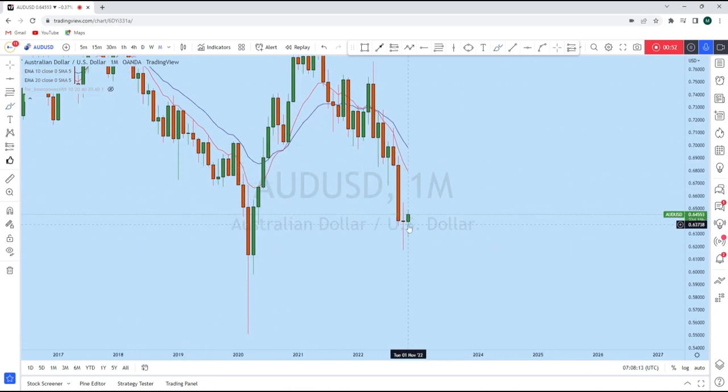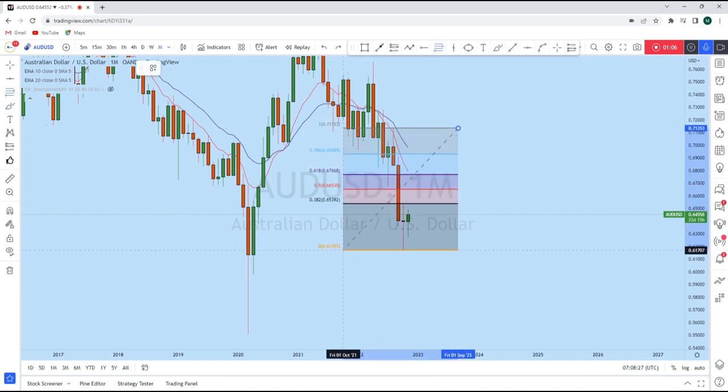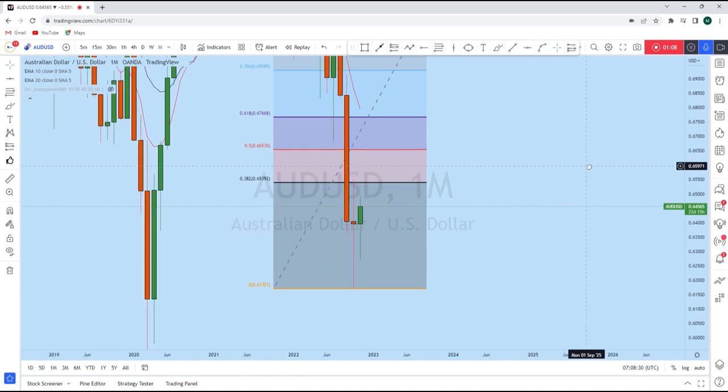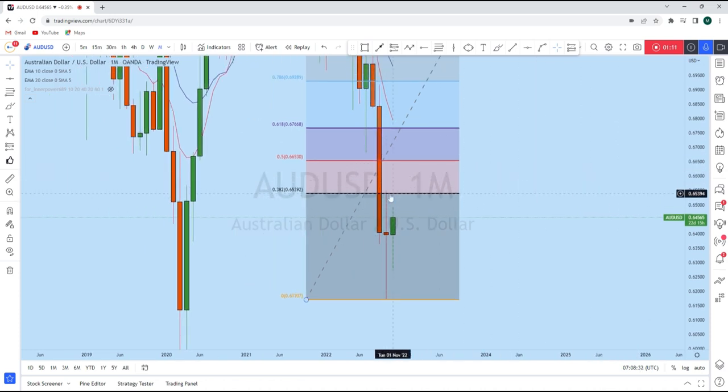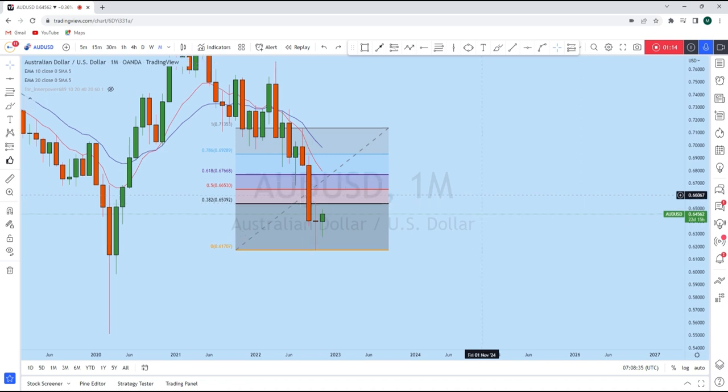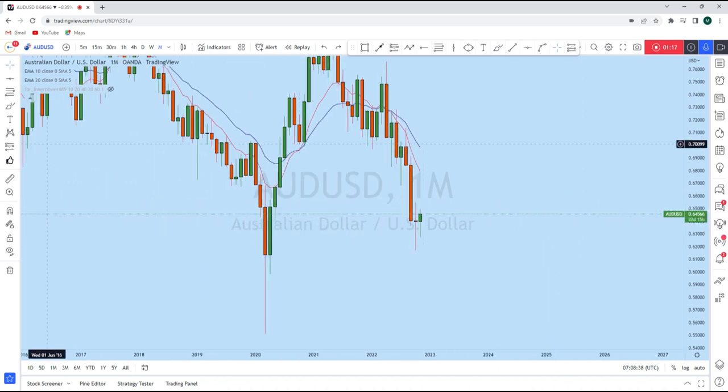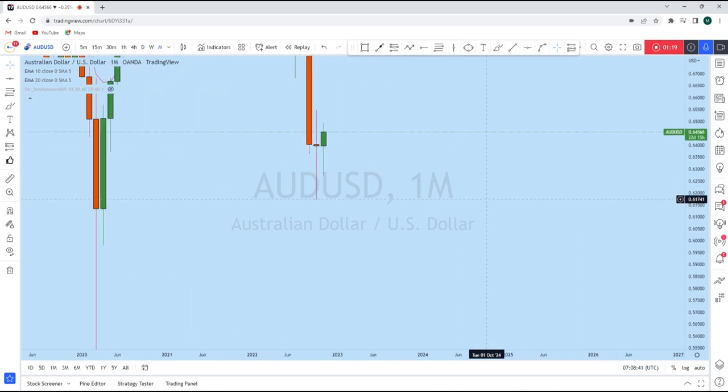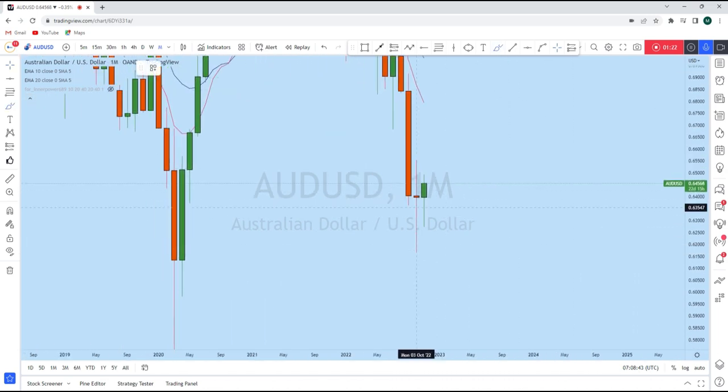The price created a monthly doji in the previous month, after this monthly impulse. If we take our Fibonacci for this impulse, we see that the price retraced exactly to the 38.2% Fibonacci level, and from here this doji was formed on the monthly. In the new monthly opening, the price first tested the low of the doji. Now it has tested the high of the doji, and we see that the price is now rejecting from this level.